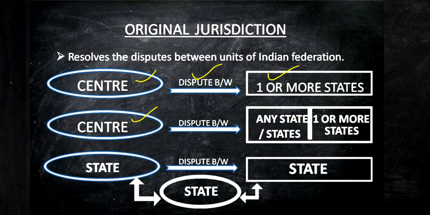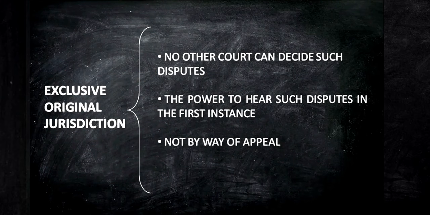In such a situation, when all these three kinds of disputes arise, then the entire power of resolving these kinds of disputes lies in the hands of the Supreme Court. Okay, so in such a particular case, the Supreme Court has the sole right to decide such a case. No other court can decide such disputes. It is only the Supreme Court which can decide such disputes.